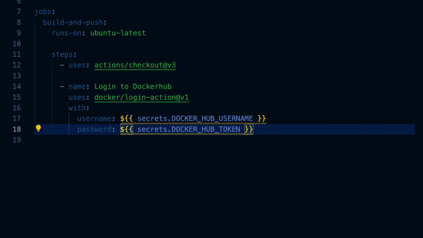Our second step is to log into our Docker container registry. In this case, it is Dockerhub. We will get our username and password from repository secrets. I will talk more about this later on in this video.